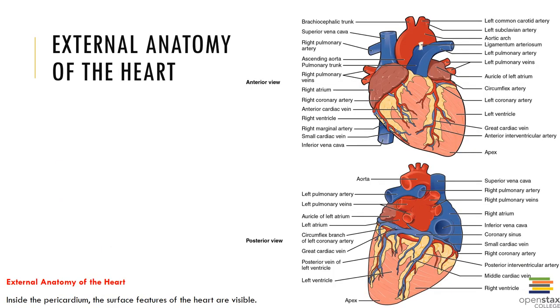Here we can see the external anatomy of the heart, and we can also see many of the vessels that serve the heart. There are two upper chambers of the heart, the atrium, both right and left, and two lower pumping chambers, the ventricles, both right and left.